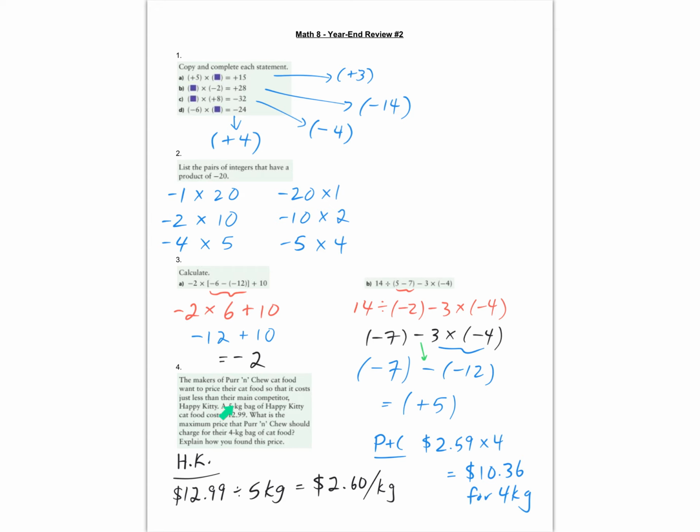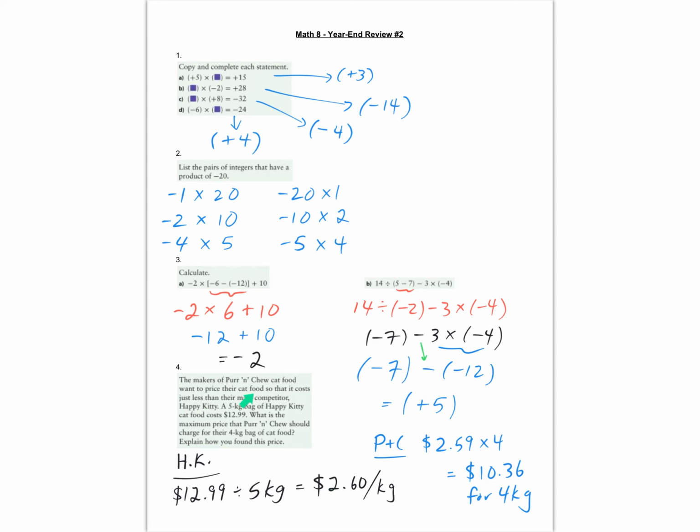Well, first thing we're going to do is figure out how much it costs for 1 kilogram of Happy Kitty. If we know we can buy 5 for $12.99, how much is 1? Well, it's simple division. The price divided by the quantity, 5 kilograms. Happy Kitty, and I had to round here, is $2.60 per kilogram.